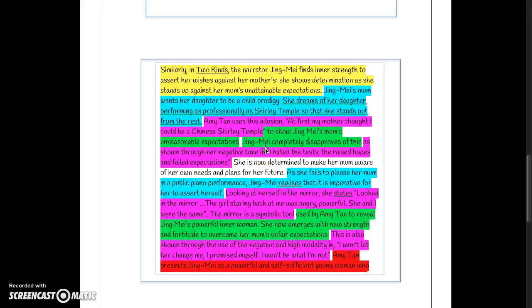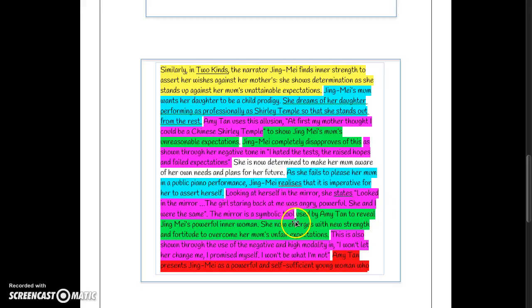Jing Mei is obviously not very happy, and that's why I use that quotation there. And then I continue. She is now determined to make her mom aware of her own needs and plans for her future. As she fails to please her mom in a public piano performance, Jing Mei realizes that it is imperative for her to assert herself. Looking at herself in the mirror, she states, "I looked in the mirror, the girl staring back at me was angry, powerful. She and I were the same."